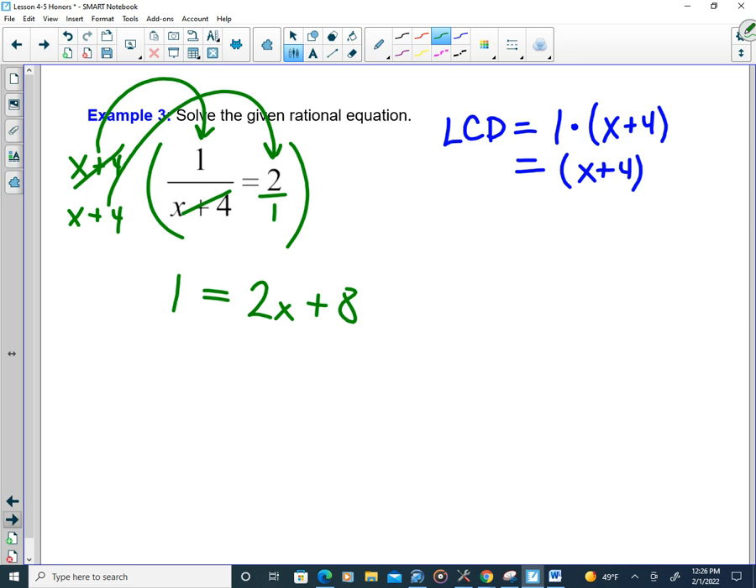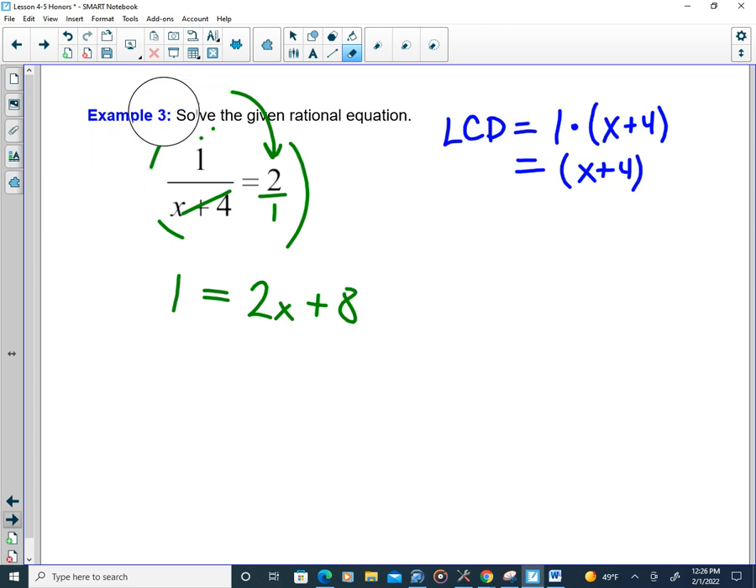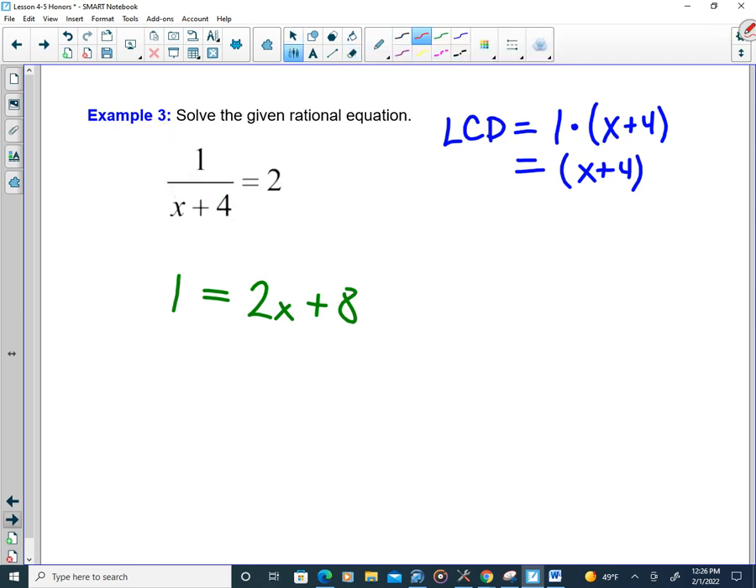Another way I could have done this problem, which is a little easier than doing it that way, is if you look here, if we go back and look at the original problem, we have 1 over x plus 4 is equal to 2 over 1. What we have here is something special. We got a fraction equal to a fraction. This is called a proportion.